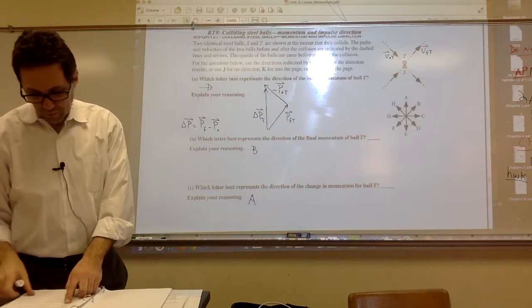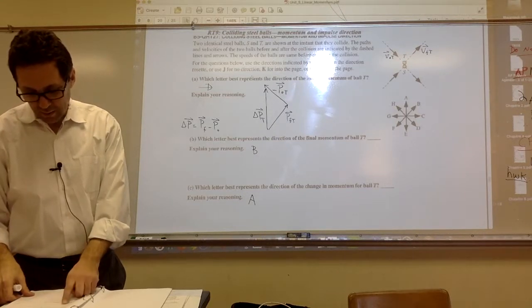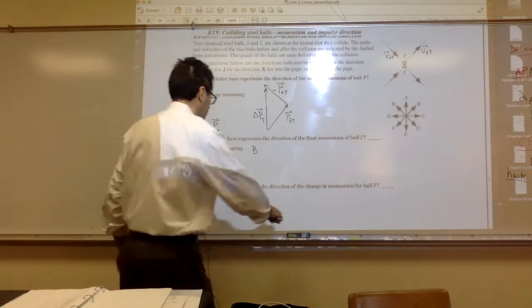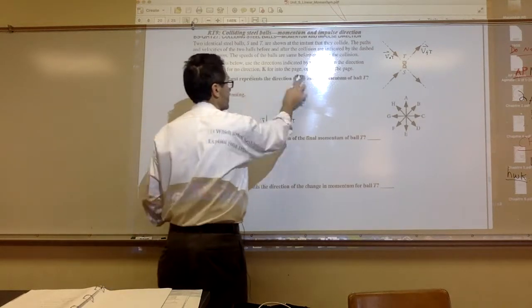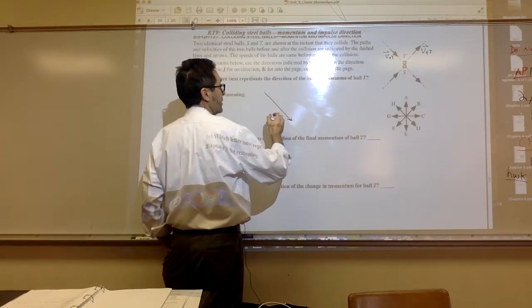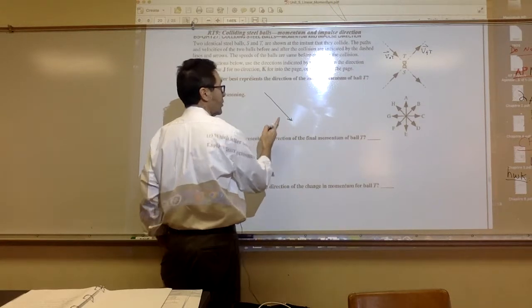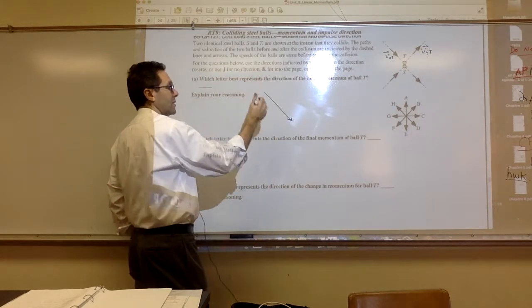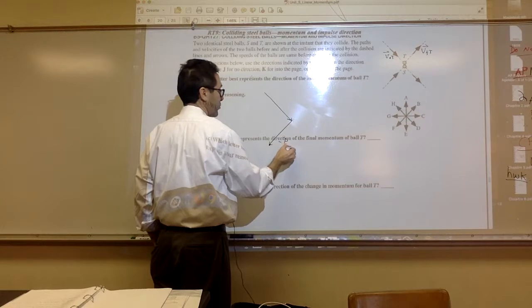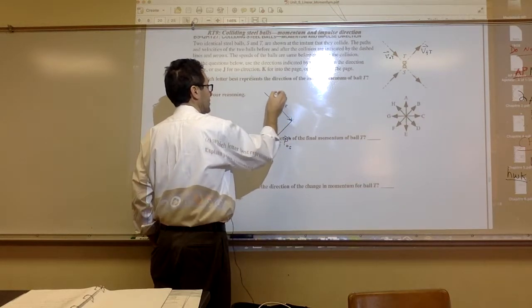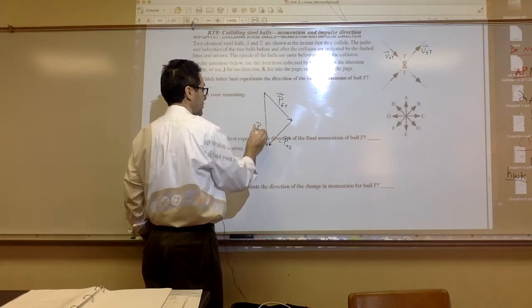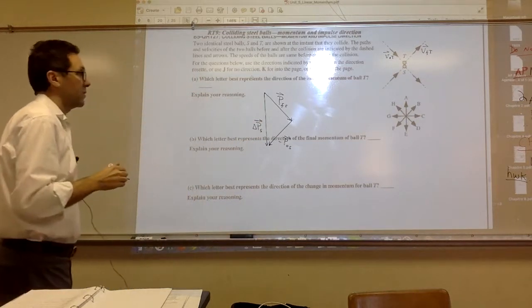Okay. Which letter best represents the direction of the change in momentum of ball S? Let's take a look. The final momentum of ball S is going this way here. Now the initial momentum is going up and to the right. So if you subtract that, you're going to be going down and to the left. So this is the negative initial momentum of ball S. This is the final momentum of ball S. So if you combine this point to the last arrowhead, that's the change in momentum of ball S. Okay, so that direction would be E.